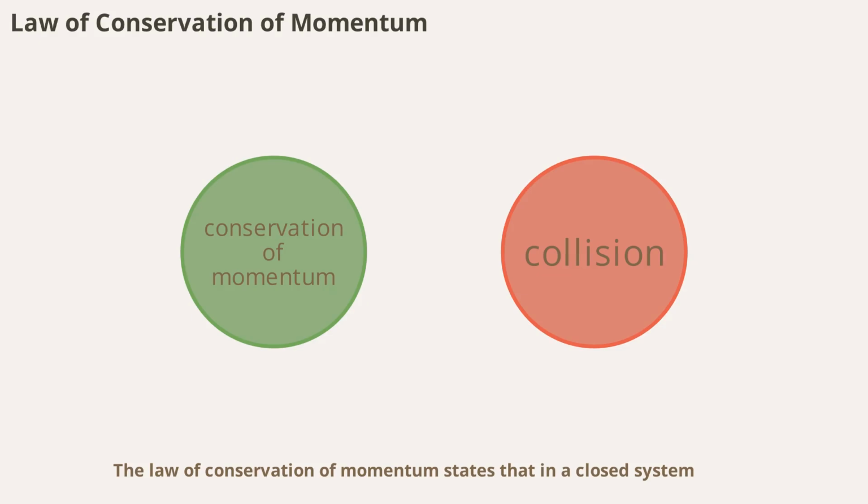The law of conservation of momentum states that in a closed system, the total momentum before an event is equal to the total momentum after, provided no external forces act. This principle is crucial in understanding collisions, whether between cars or billiard balls. It means that momentum is not lost but transferred between objects, allowing us to predict outcomes in various physical situations.